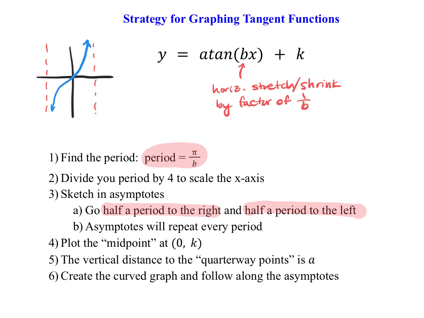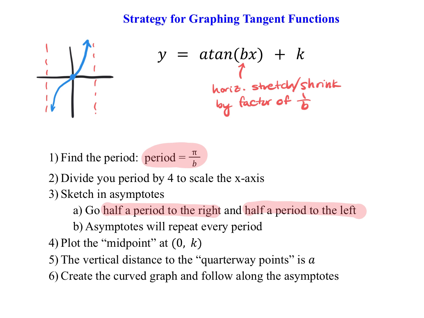So half a period, we're just essentially going to count 2 tick marks to the left and 2 tick marks to the right, and this will work as long as we scale our x-axis appropriately. And then we are going to repeat our asymptotes every period, which is just going to be 4 tick marks. Then we're going to plot our midpoint. So that's the point that the parent function goes through, the origin.